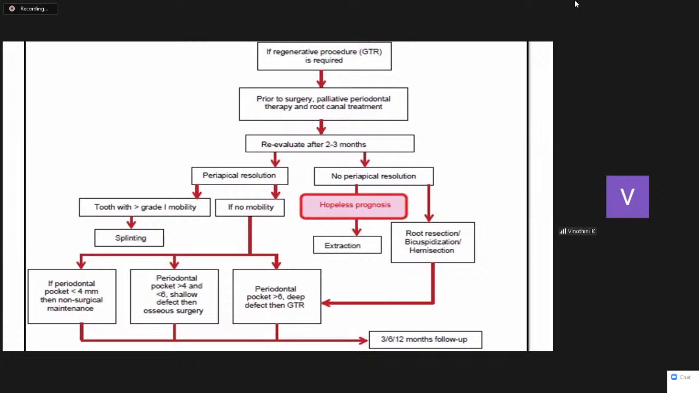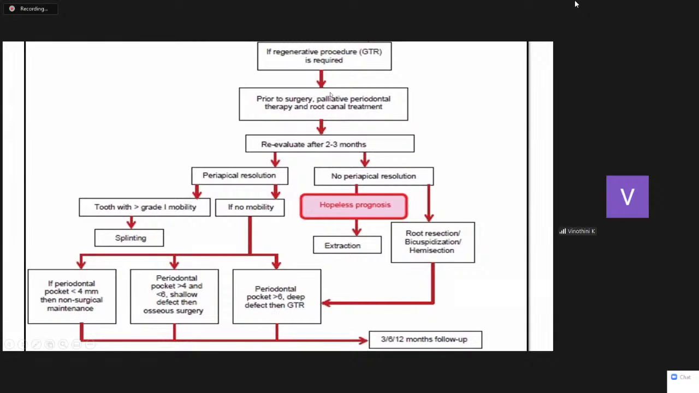Prior to surgery, we have to do palliative periodontal therapy and root canal treatment, and we're going to reevaluate after 2 to 3 months. If there is some amount of resolution, you have to check for mobility. If there is more than grade 1 mobility, we can do splinting. If no mobility, no need for splinting. After checking mobility, we have to check the perio pocket. If it is less than 4 mm, non-surgical maintenance is enough. If it is between 4 to 6 mm, a shallow defect, then you have to do osteosurgery. If it is more than 6 mm, a deep defect, then GTR.